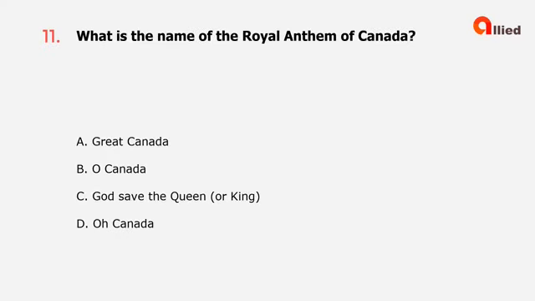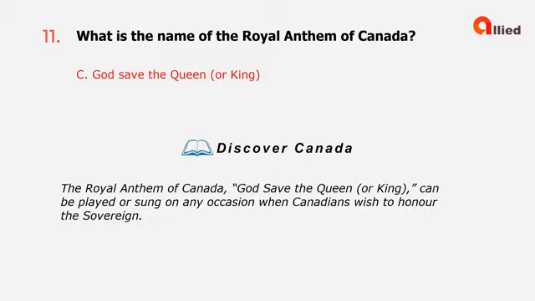Question 11. What is the name of the Royal Anthem of Canada? A. Great Canada. B. O Canada. C. God Save the Queen, or King. D. O Canada. The answer is C. God Save the Queen, or King.